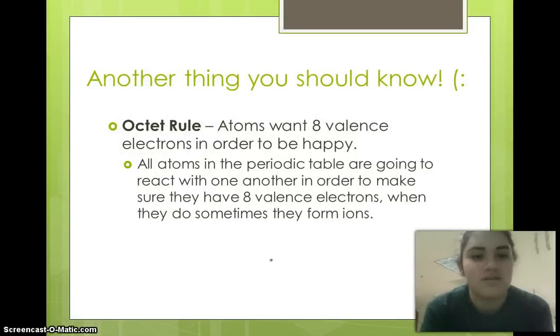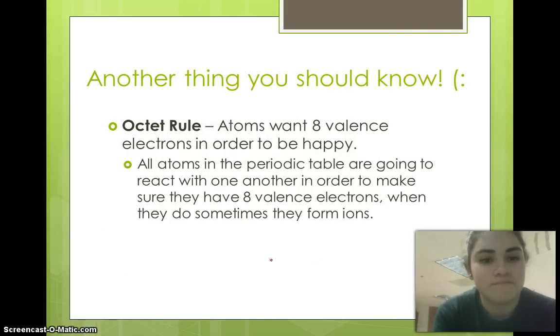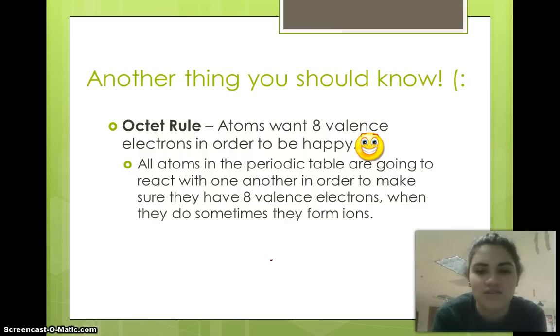And another good rule you guys should remember is the octet rule. It's when the atoms want 8 valence electrons in order to be happy. All the atoms in the periodic table are going to react with one another in order to make sure they have 8 valence electrons. And when they do, sometimes they form ions.